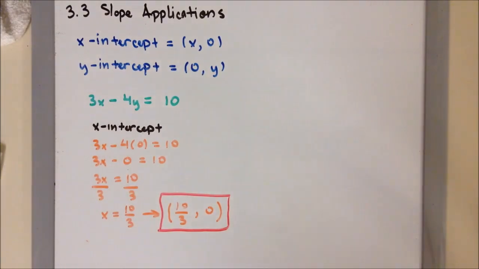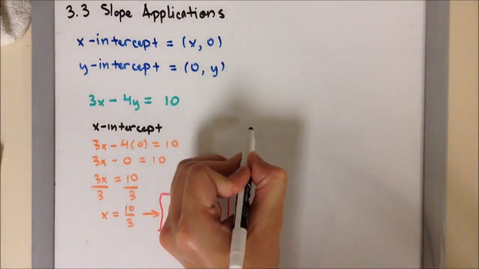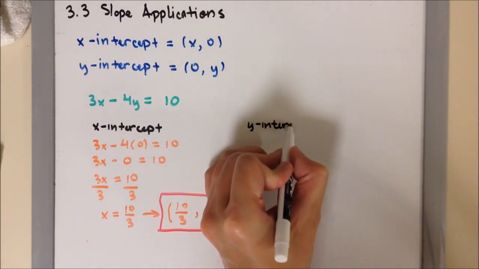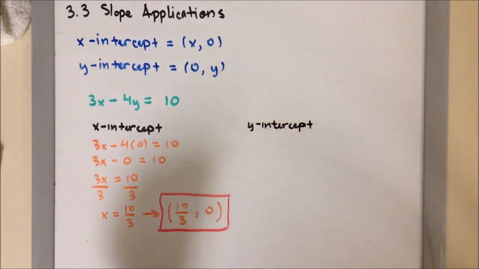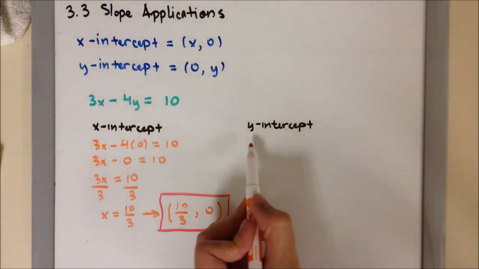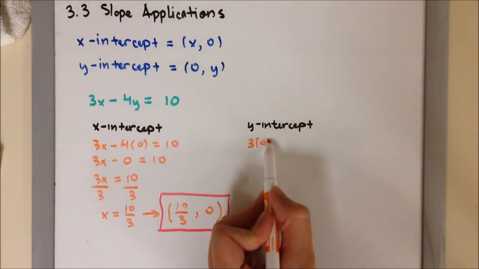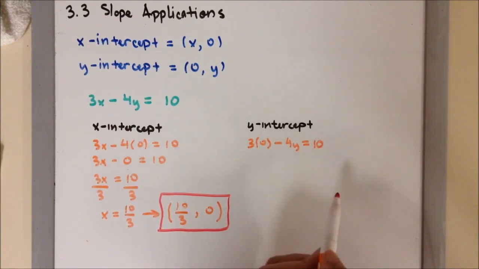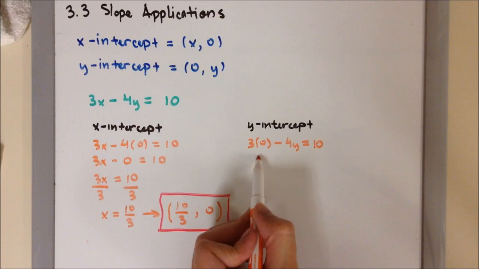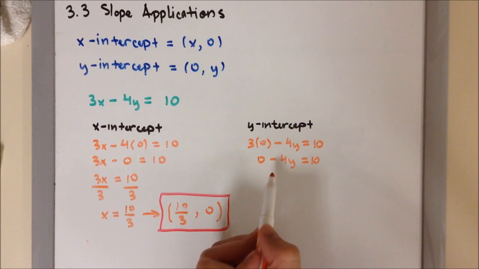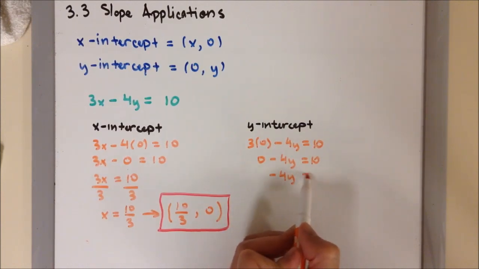Now, I'm going to do the same process with the y-intercept. So for the y-intercept, that means that our x value will be 0. So I'm going to plug in 0 for x. So it's going to look like this. So 3 times 0 minus 4y equals 10. So 3 times 0 will be 0 minus 4y equals 10. So it's going to be simply negative 4y equals 10.